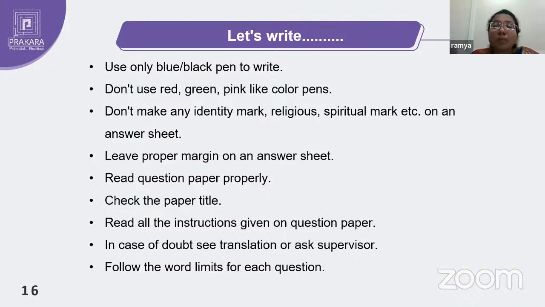Then we should leave proper margin over the answer sheet so that the examiner who is correcting your paper can clearly mention your marks secured for each and every question, and it is very easy to calculate also. So that's the reason we should give proper margin for each and every answer on the answer sheet.